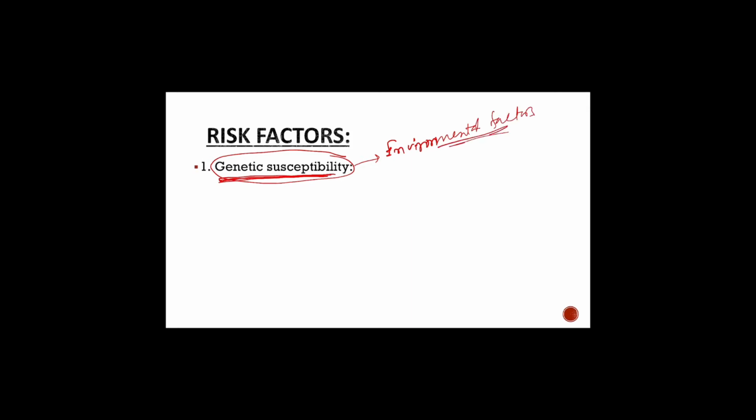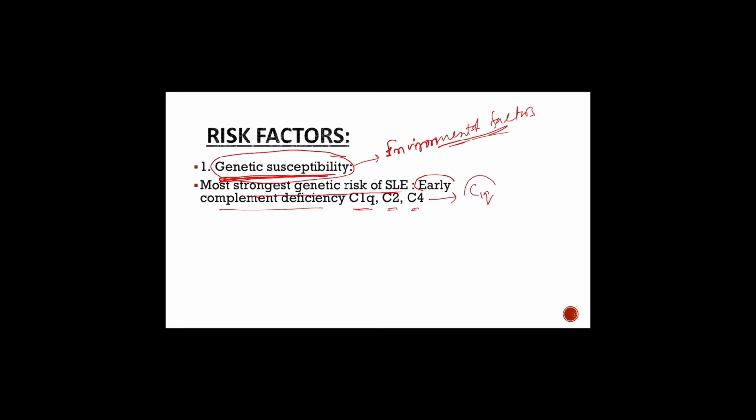Environmental factors. Okay. So in genetic susceptibility, what are the points? Number one, the strongest genetic risk of SLE is, what is the deficiency? Early complement deficiency, that is C1q, C2 and C4. And among these, C1q is the most important. C1q is the most important. Early complement deficiency is the strongest genetic risk factor for SLE.